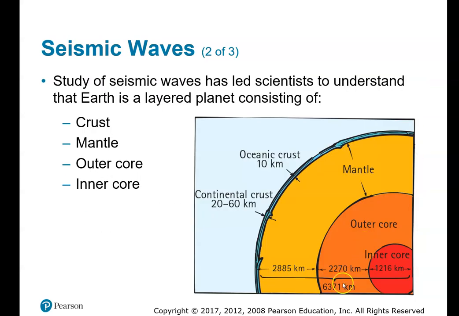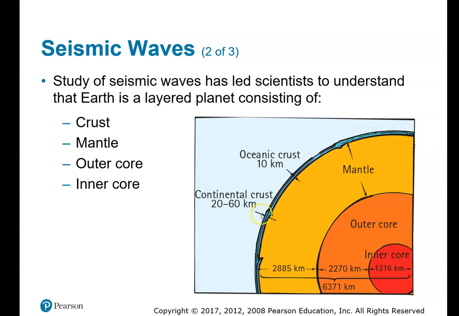Oh, and by the way, that's the radius of the Earth, right? The radius of the Earth is roughly 6,400 kilometers, so about 4,000 miles, if you wanted to know it in miles. Outside of the outer core is this region called the mantle, and we're going to break the mantle up into different parts as well. And on top of the mantle is, of course, the crust.